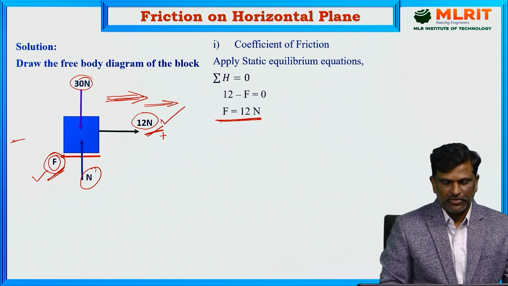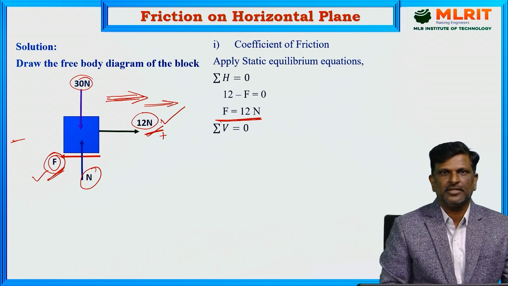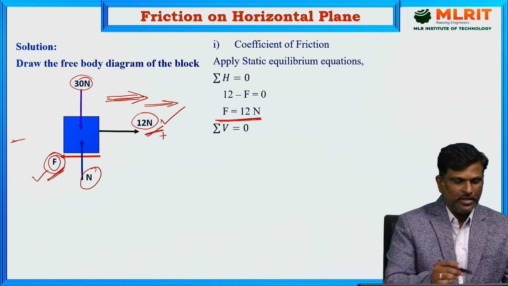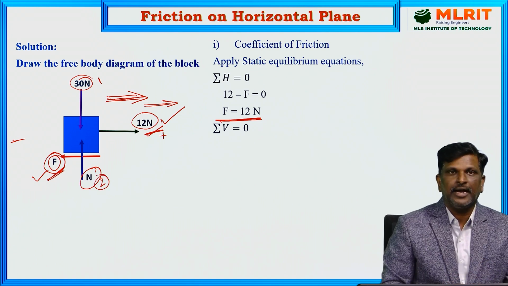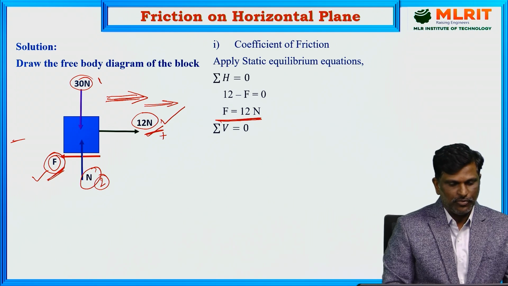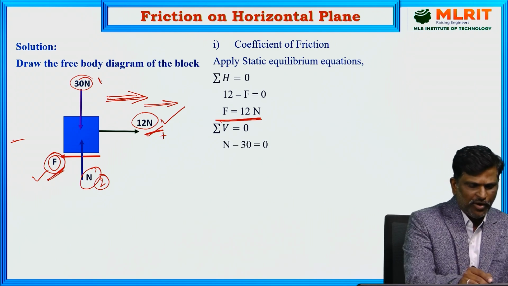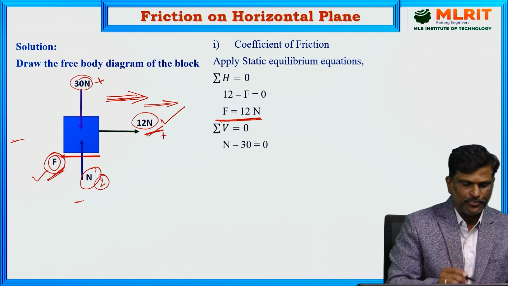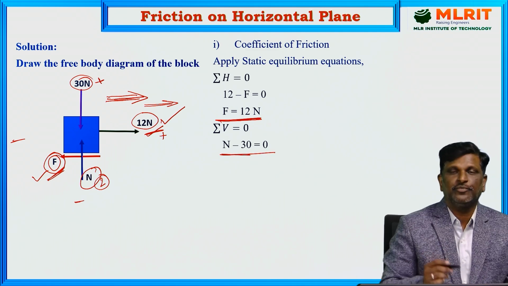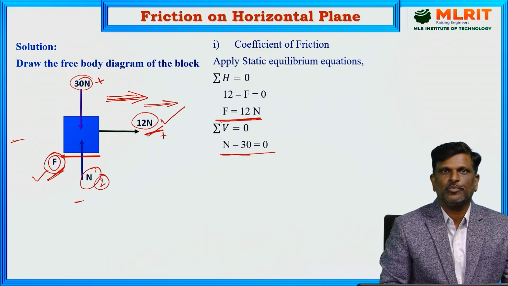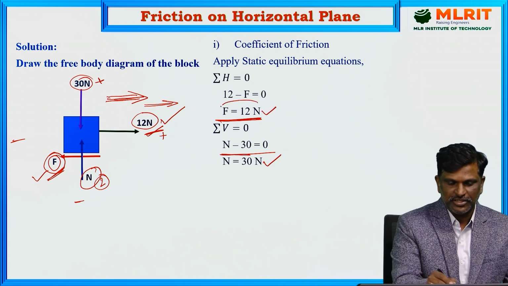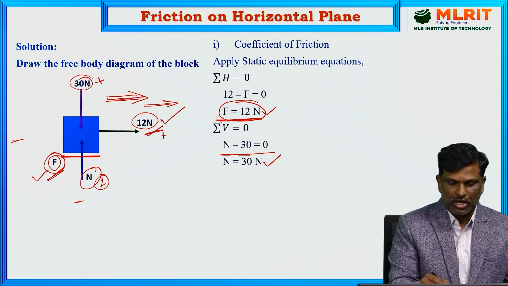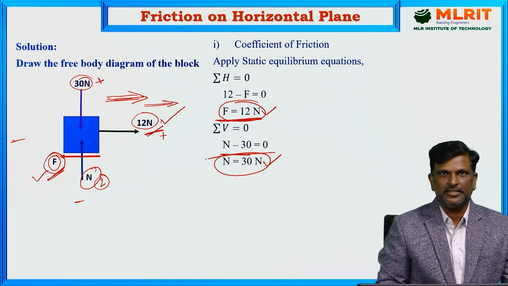And another equation, sigma V equal to 0. Sum of all vertical forces equal to 0. Here we have 2 vertical forces. One is weight acting in the downward direction and normal reaction acting in the upward direction vertically. Now assuming upward positive and downward negative, N minus 30 is equal to 0. From this equation we get normal reaction N is equal to 30 newtons. So we got friction equal to 12 newtons and normal reaction equal to 30 newtons.